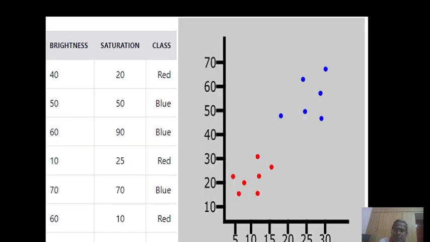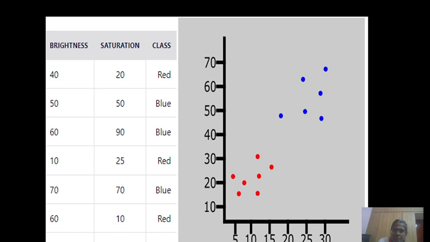Let us consider a simple data set of 7 rows and 3 columns. The first column represents the brightness, the second column represents the saturation, and the third column represents the class. Based upon the brightness and saturation values, a point will belong to the red category, and like that, different rows are given. This is the data set we are going to use to understand the KNN working methodology.